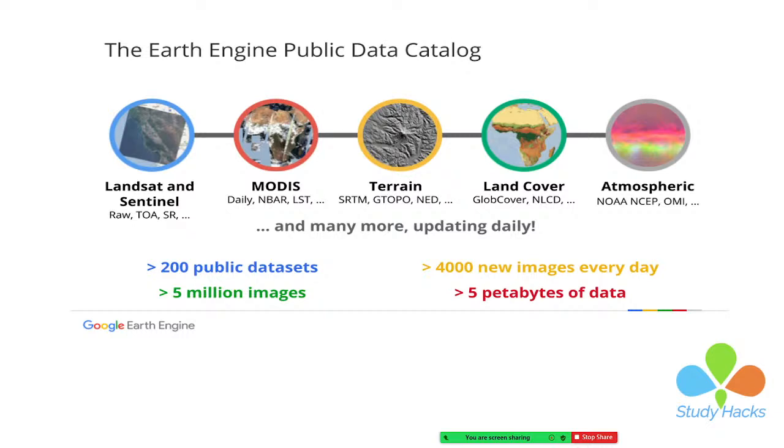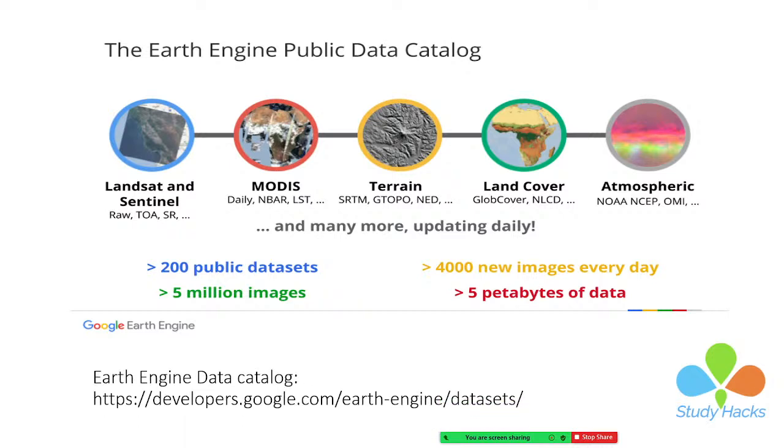Here we can get more than 5 petabytes of data, more than 4,000 new images every day, more than 200 public datasets, and more than 5 million images from the Earth Engine public data catalog. And you can see here this is the link for the Earth Engine public data catalog. We can access it using this link.